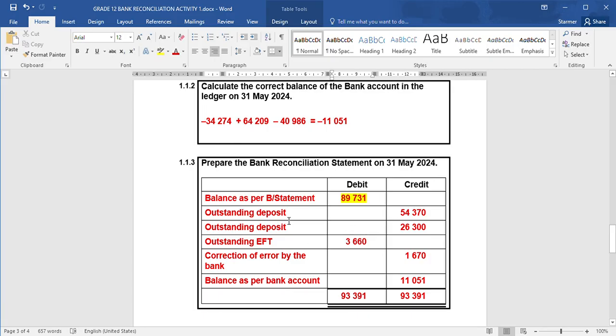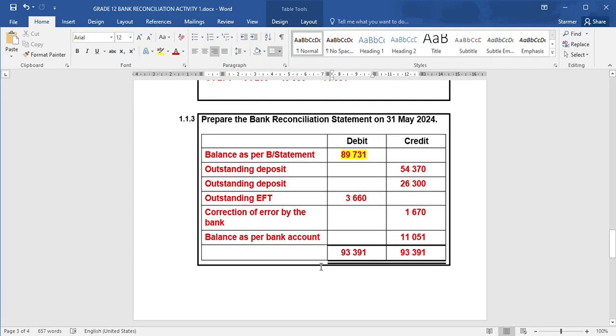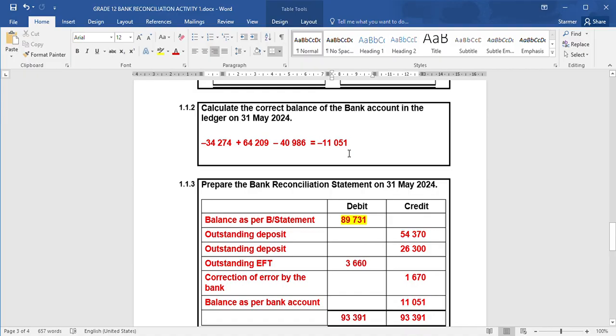Please remember the bank reconciliation statement starts off with the bank statement balance and ends up with your correct bank account balance, and that balance should be the same as what is in your general ledger.